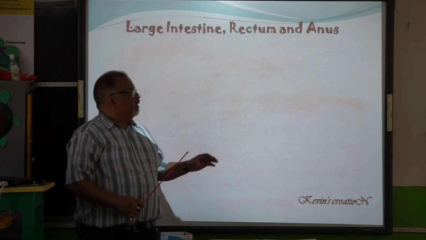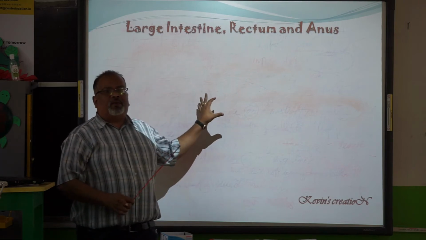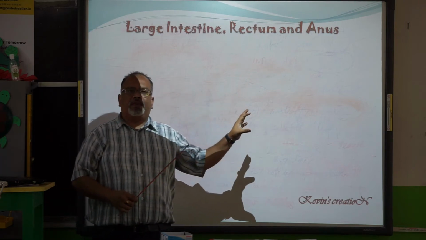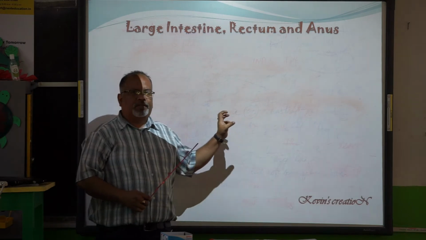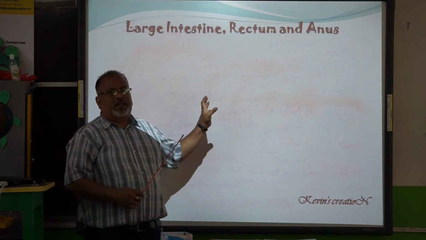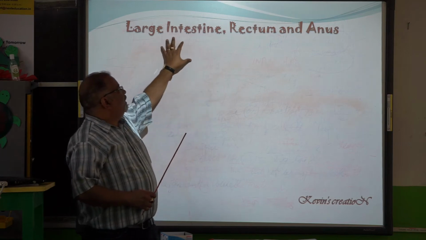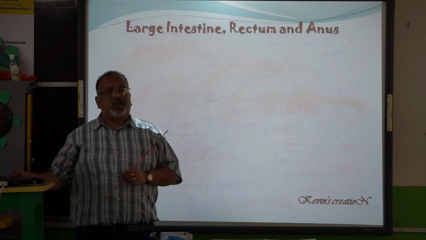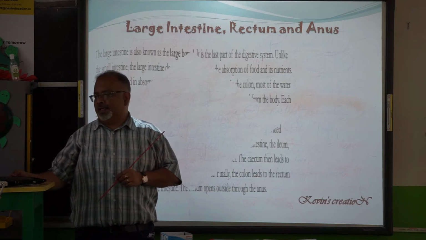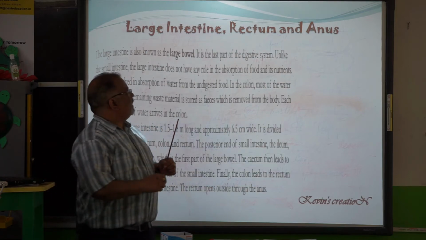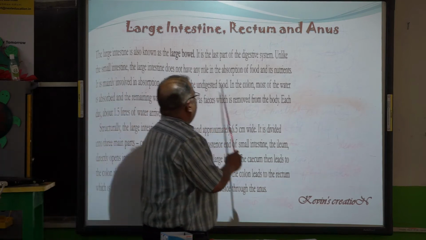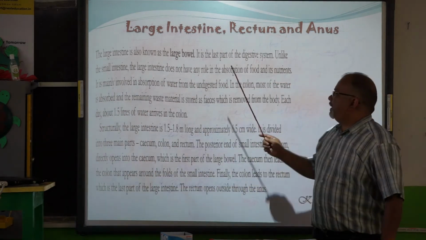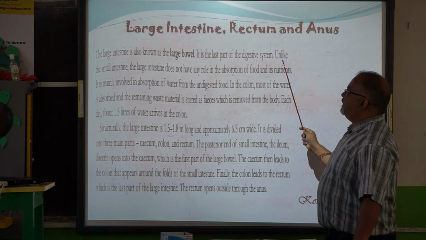Now, when everything is done, food is digested, the digested food is already absorbed by the blood through the villi, then the rest of the things comes to the large intestine. It is comparatively shorter than small intestine. The large intestine, known as large bowel, is the last part of the digestive system.